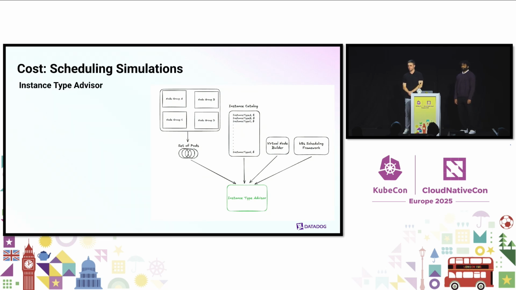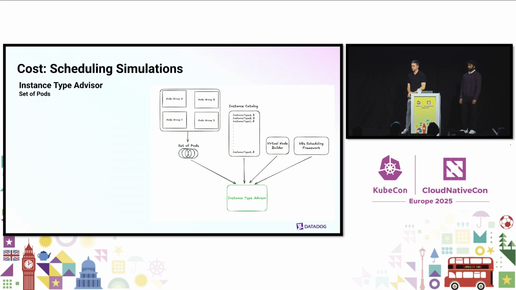We built a component called the Instance Type Advisor. The goal of the Instance Type Advisor is to run scheduling simulations for the sets of pods that run on our node group sets against every possible instance type that we could use, and then rank those instance types based on which are best for bin packing efficiency.